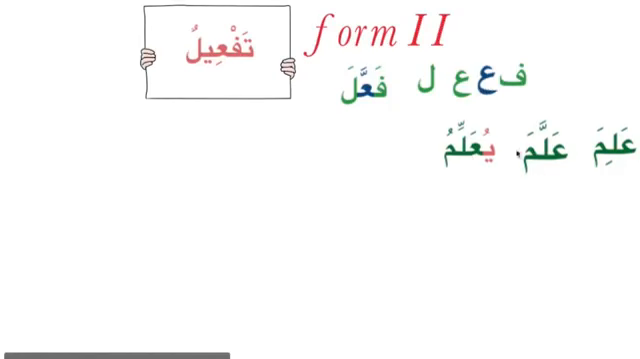And the mudari' will be yu'allimu. So we know whenever there are 4 letters, the mudari' starts with yu. And how do we make amr? We take tu'allimu, take away the alamatu mudari', and take away the dhamma, changing it into majzoom. And we can pronounce it, so we don't need hamzatul wasl. So what we have is allim.